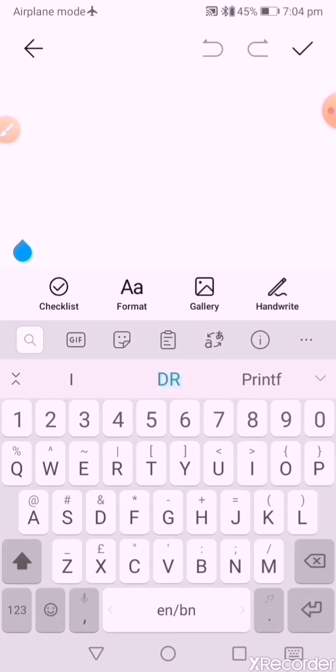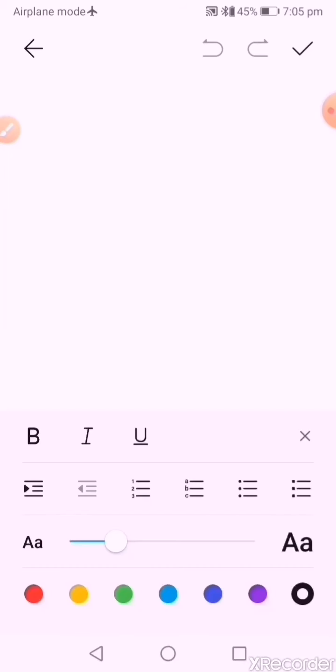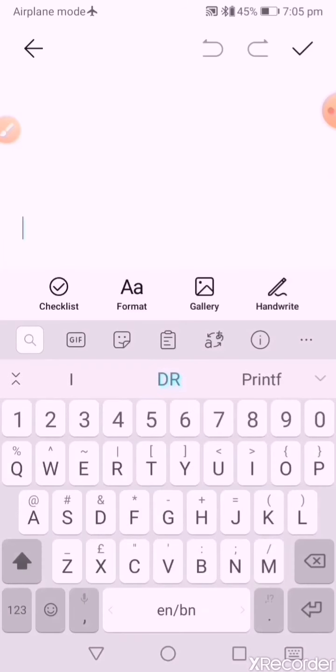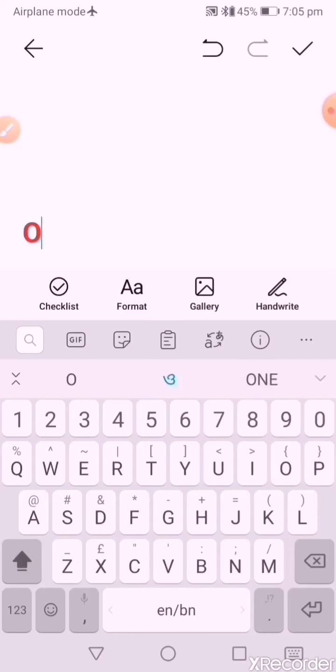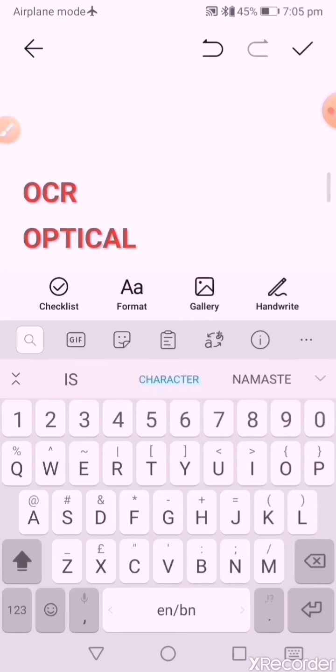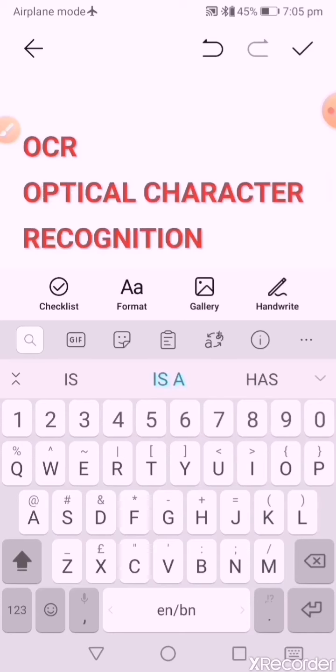So let us come to the next question. Question number 3. What is the full form of OCR? The answer is optical character recognition.